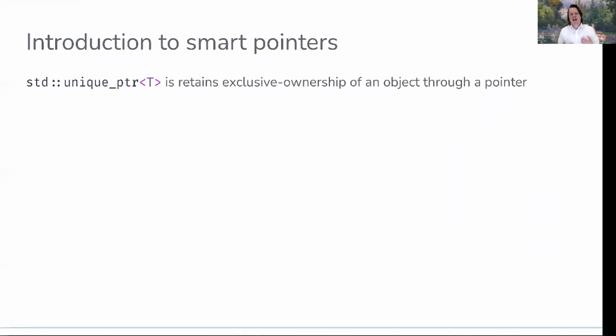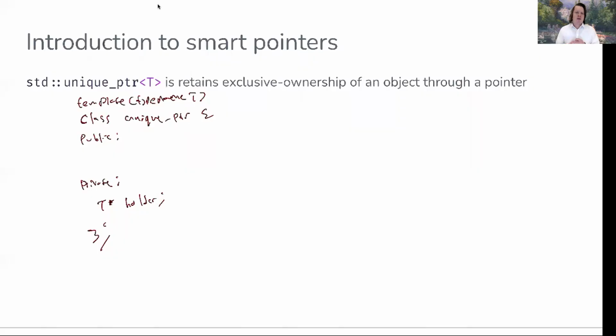So recall that a unique pointer was a pointer that would retain exclusive ownership of an object through some sort of pointer that it stores as a data member. So remember, these smart pointers are kind of wrappers around a pointer that's pointing to some sort of dynamically allocated object. Let me draw this out real briefly. So you can kind of think of a unique pointer as being defined as such. There's some sort of public interface, which is going to govern our access to a private raw pointer to the resource which this owns.